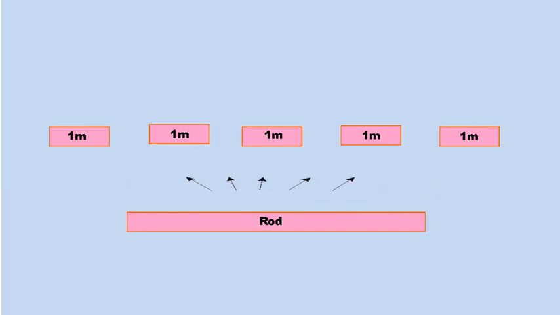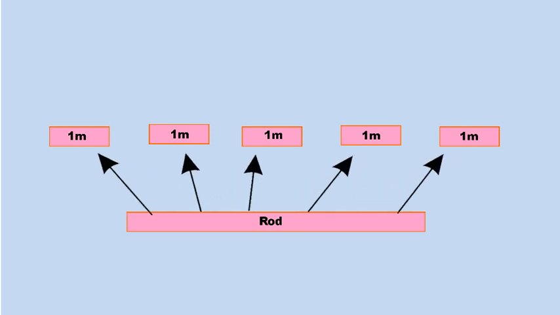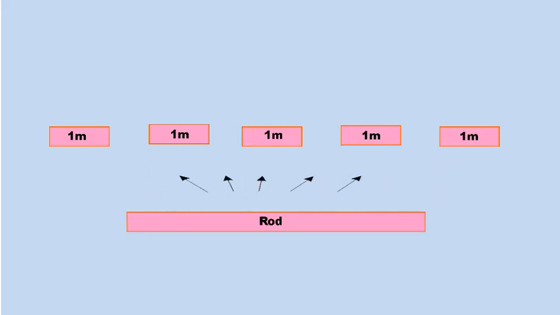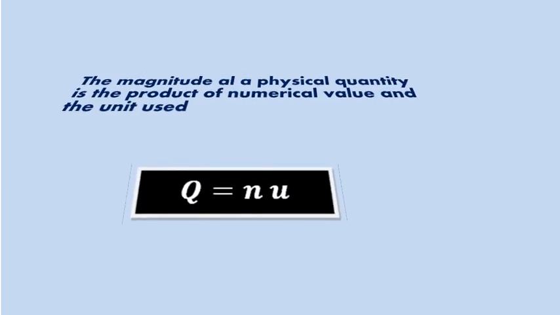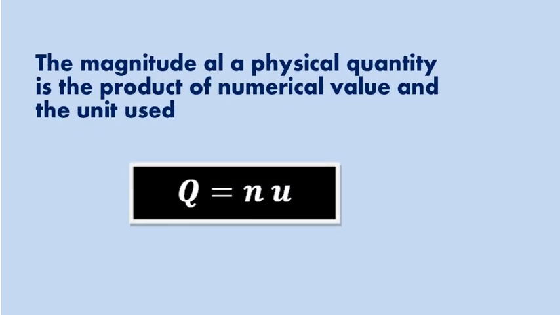Similarly, if a person measured the length of a rod and found that it is 5 times the size of 1 meter, then the magnitude of length of the rod is 5 meter. Here the numerical value is 5 and the unit used is meter. Now it is clear that the magnitude of a physical quantity is the product of the numerical value and the unit used in the measurement.